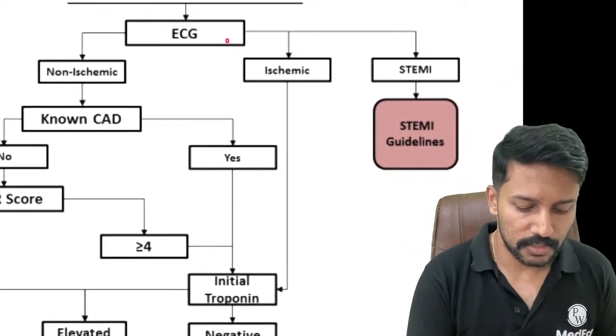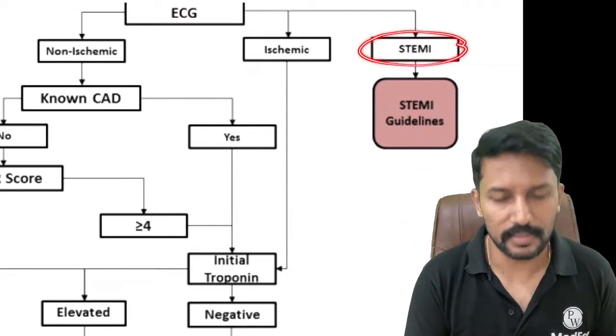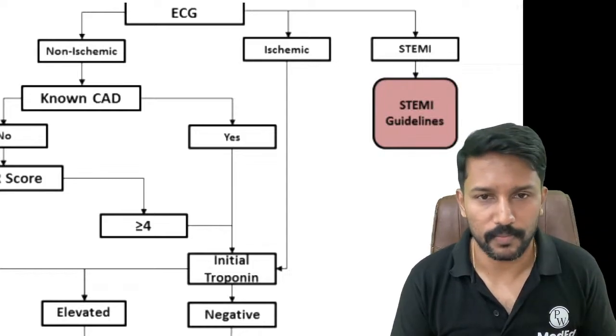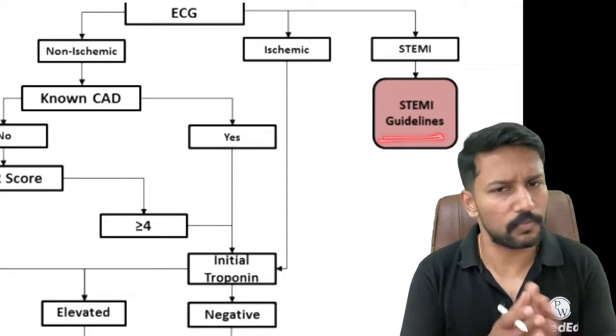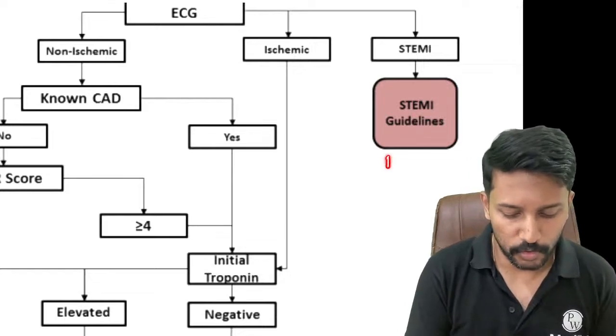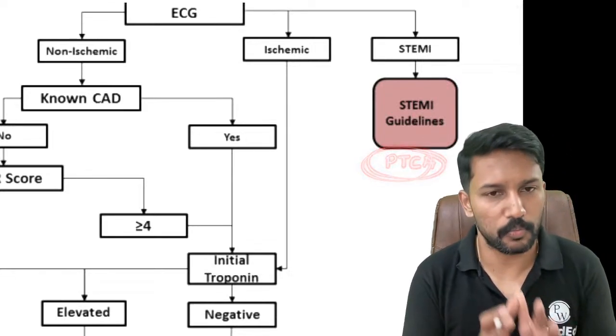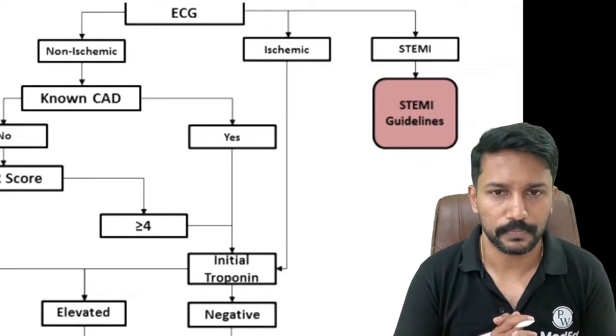When I get an ECG done and it shows ST elevation, right, then the diagnosis is clear. It is ST elevation MI. And as per the guidelines, we will treat the patient as ST elevation MI. What the guidelines say is that the treatment of choice is percutaneous transluminal coronary angioplasty. Angioplasty is the treatment of choice.